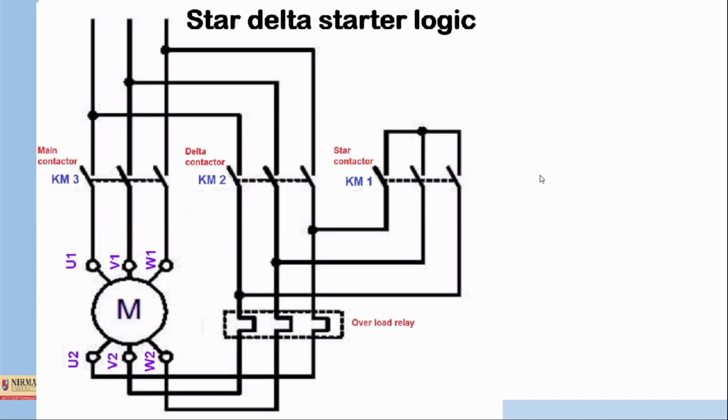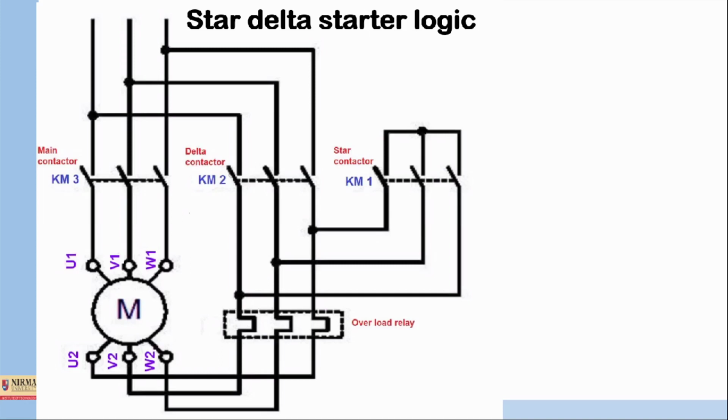Now we'll see another type of starter which is used for running the induction motor, that is the star delta starter. Normally the logic behind it is this: if we initially operate the motor directly in delta, it will draw a high inrush current, and that current will damage the motor. So that's why initially we operate the motor in star mode, because in star mode the voltage is lower, so low current will be drawn.